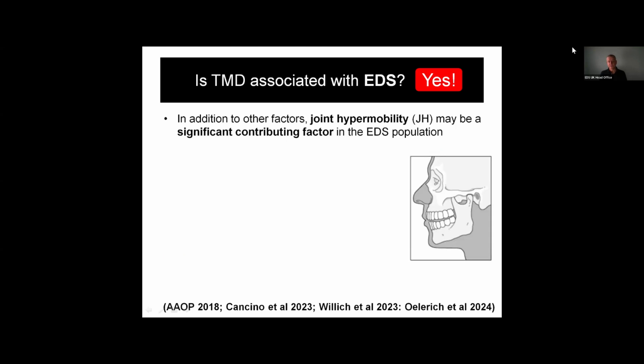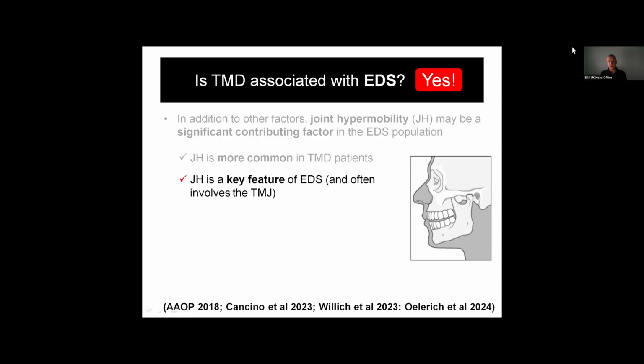In addition to other factors, joint hypermobility, that's increased flexibility or increased laxity of joints, may be a significant contributing factor in the EDS population. Joint hypermobility is more common in TMD patients, and we know that it's a key feature in EDS and often involves the temporomandibular joint.